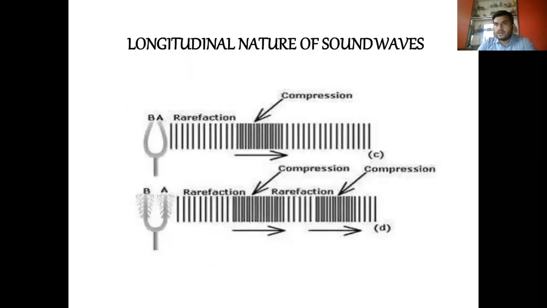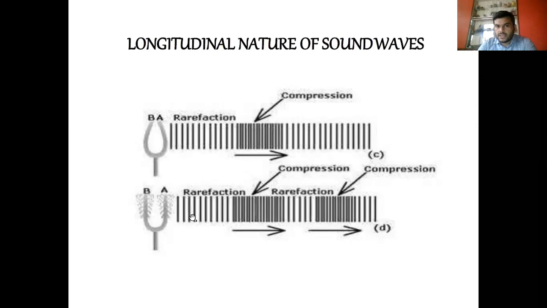Now, if we look at the properties of sound, let's suppose we are producing a sound from a fork. By striking it, we see two types of waves are produced: one is rarefaction and the other is compression. Rarefaction is when it expands. Compression is when it reduces in size. So there are two types of waves produced: rarefaction and compression.